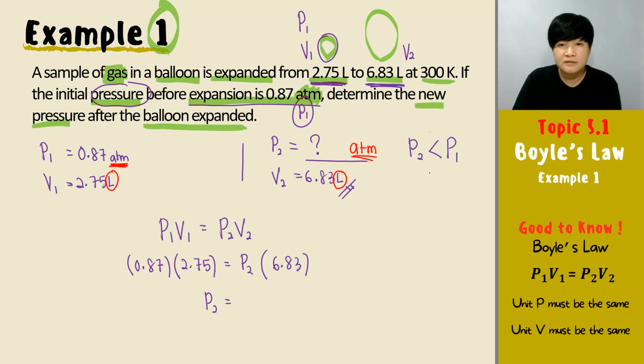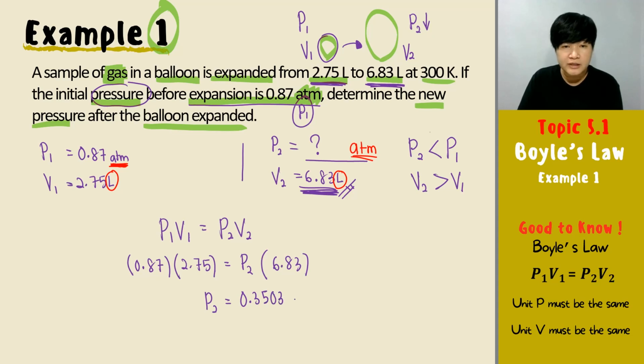Why do I know that? Simple. Because your V2 over here is bigger than your V1. Your volume increases. Your balloon expanded. When your balloon expanded, it means the pressure decreased. So your P2 over here must decrease compared to your P1. Therefore, your P2 calculated is 0.3503 atm. Make sure your final answer comes with the correct unit.